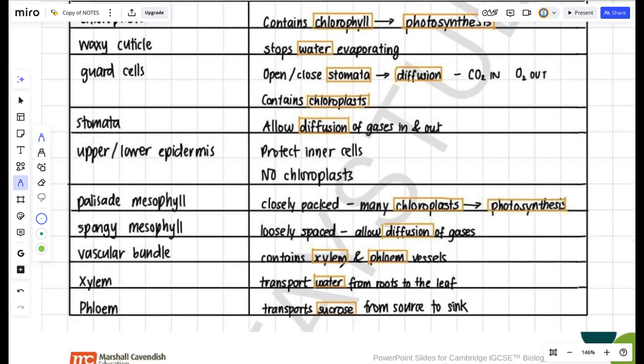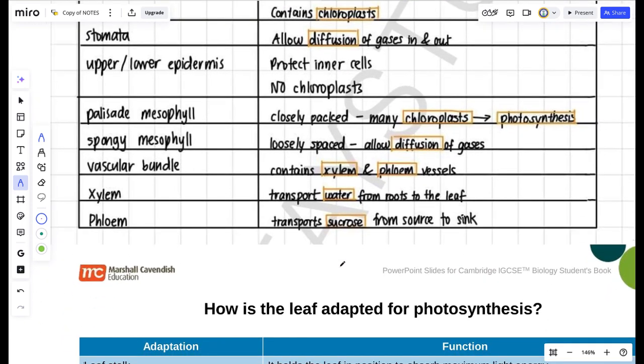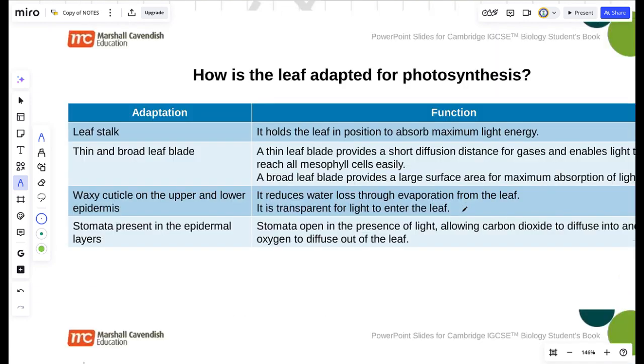Okay, now we are identifying them. The xylem transports water and mineral ions, inorganic minerals, from the root to the leaf, while the phloem transports sucrose. We convert glucose to sucrose before we transport it. It transports the sucrose from the source to the sink. Remember I mentioned this before: the source is the point of manufacture, and the sink is the point of usage. Okay, now let's move on quickly.